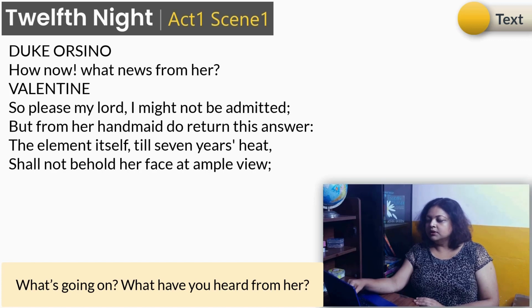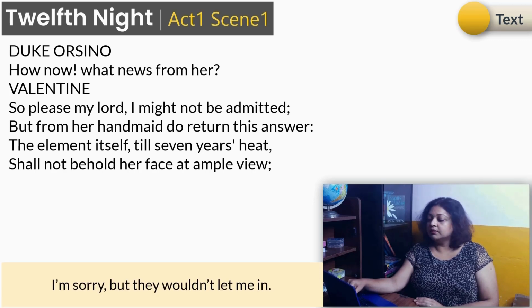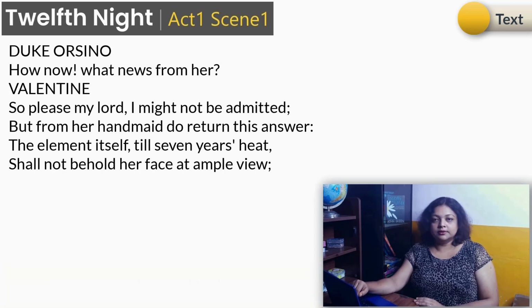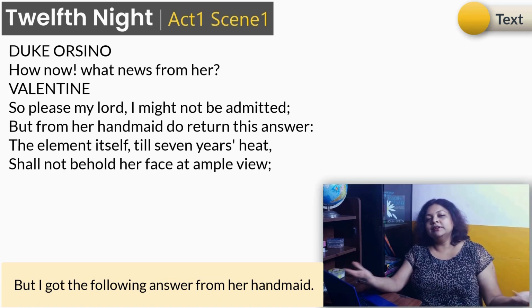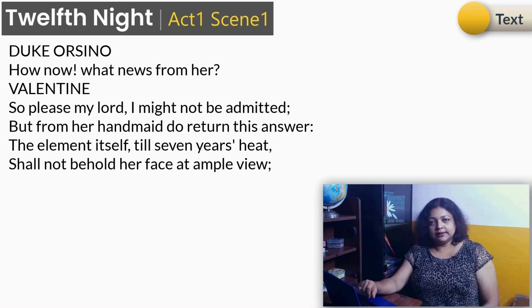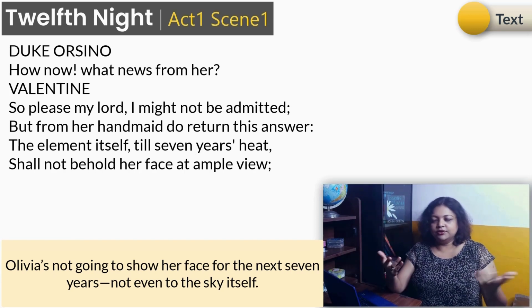"So please, my lord, I might not be admitted." He was not allowed to meet her. "But from her handmaid do return this answer." Handmaid means her maidservant. From Olivia's maidservant, he got an indirect answer. And the answer is, "The element itself." Element here means the air, sun, that is nature.